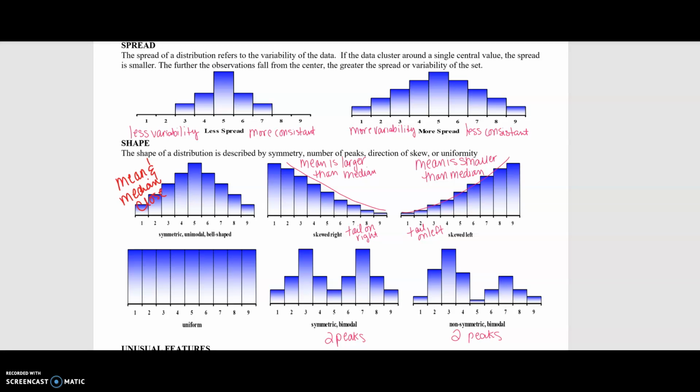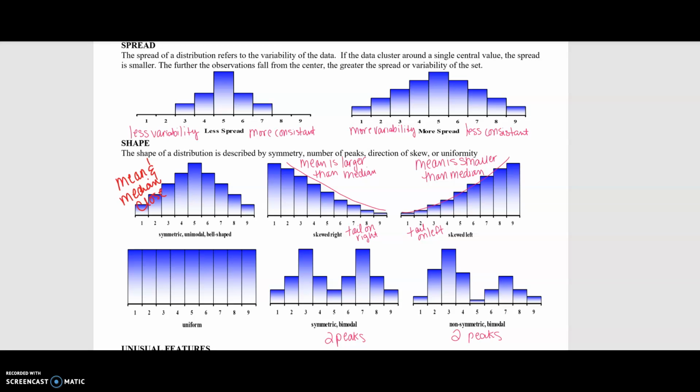Hi, welcome to Day 3 Notes, where we're going to create and compare some dot plots, box plots, and histograms. Before we get into that, let's talk a little bit about the spread and the shape of the distribution, so we know what we're talking about when we have to compare the shapes.